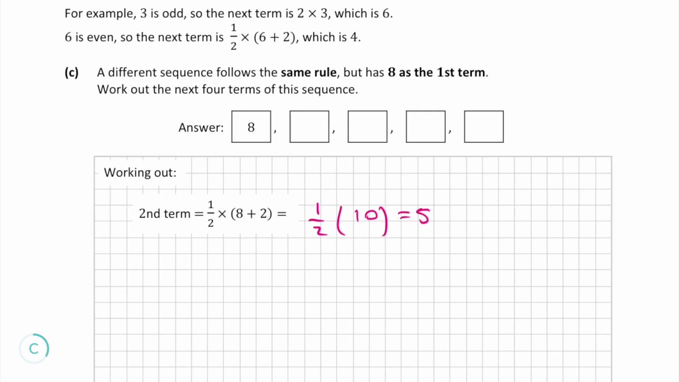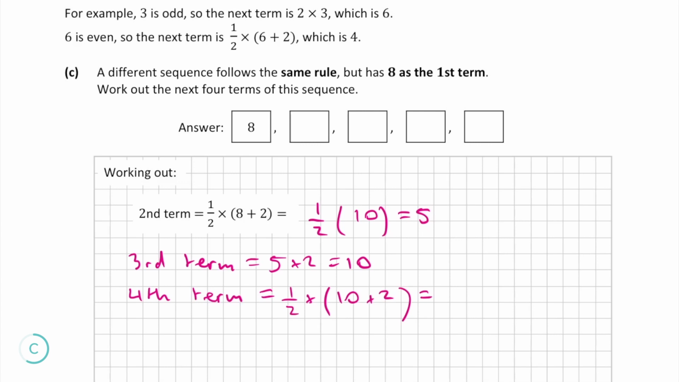So the second term is a half times 8 plus 2, which is equal to a half times 10, which is 5. Since 5 is odd, to get the third term, we have to multiply this by 2, which gives us 10. For the fourth term, since 10 is even, we add 2 to it and then divide it by 2, which gives us 6.